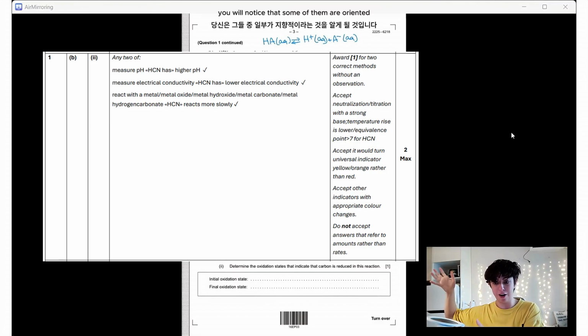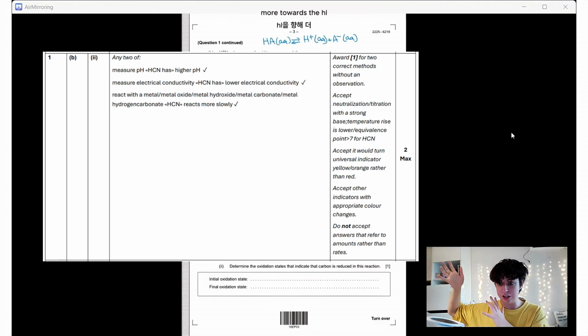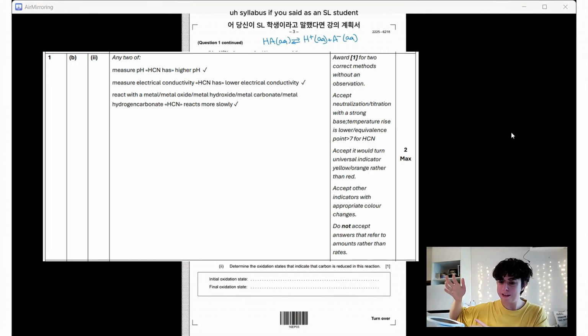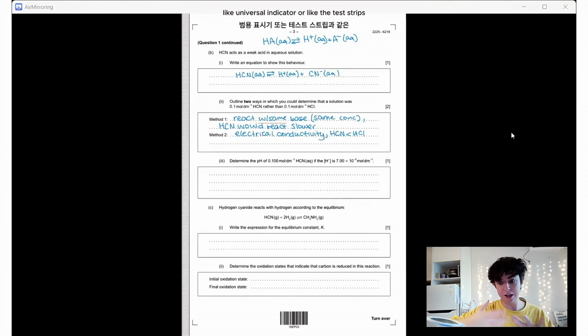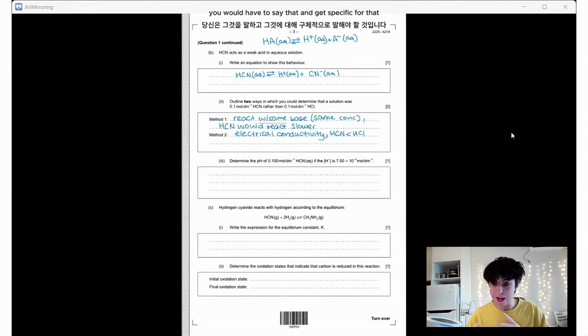You'll notice that some of them are oriented more towards the HL syllabus. If you said as an SL student, I mean, you didn't need to know that. But anyways, the part about the equivalence point would be there. But you could also do things like pH. If you do the color stuff of the universal indicator or the test strips, you would have to exactly say the color that would be expected. So you'd say, oh, more red versus more orange/yellow. You would have to say that and get specific for that mark. Okay, and so there were lots of options here.